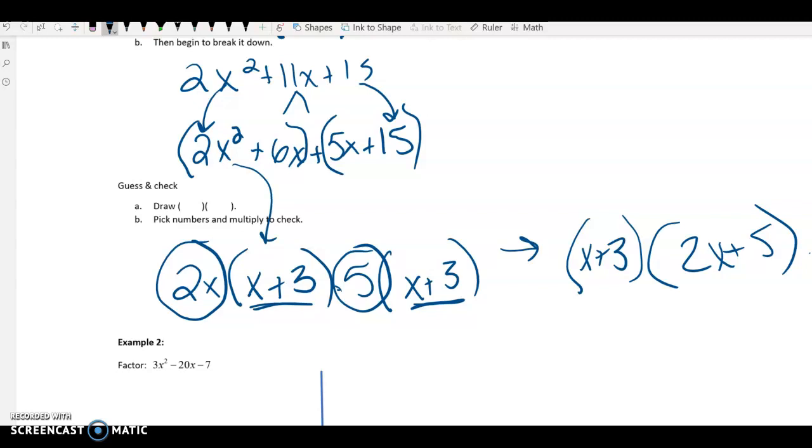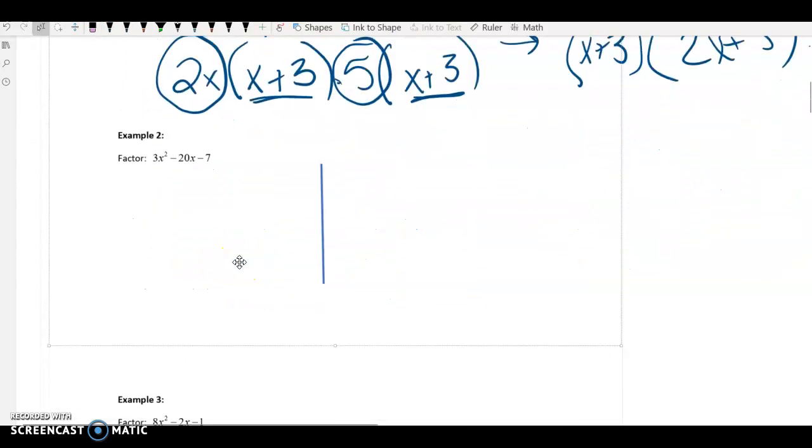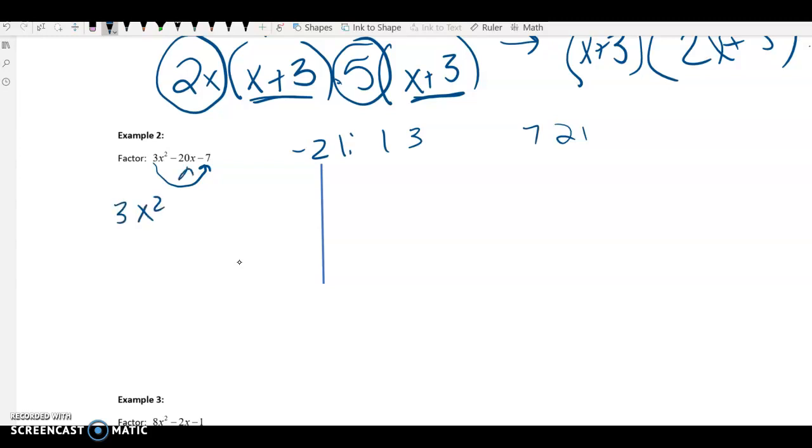If I FOIL this now, you should get 2x squared plus 11x plus 15. Okay, let's try another one. Think factors. All right, we've got 3x squared plus 20x minus 7. What multiplies to give me negative 21 and adds to give me positive 20? Well, I've got 1 and 21, 3 and 7. So I know it's going to be 21 and 1. So I'll bring it down. We've got 3x squared. I'm going to break 20x down to 21x, and then minus 1x. That'll give me 20. And then minus 7. Bringing that guy down.